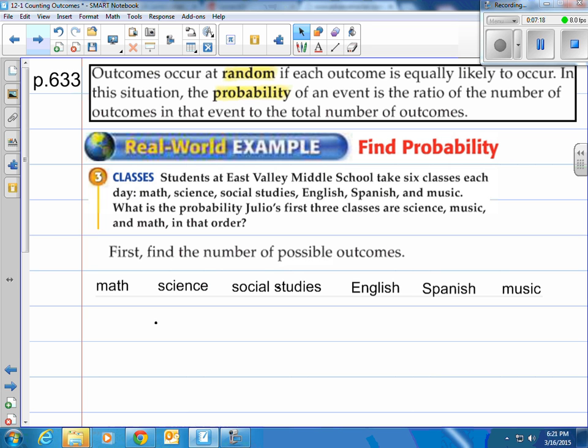Math, science, social studies, English, Spanish, and music. Those are the 6 classes. All right? Let's take a look now. We need to find the first 3 classes.